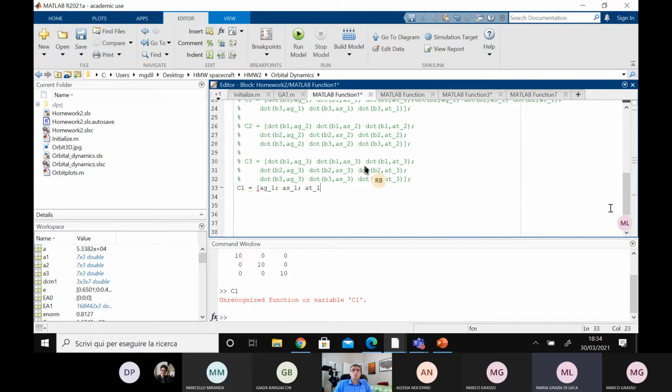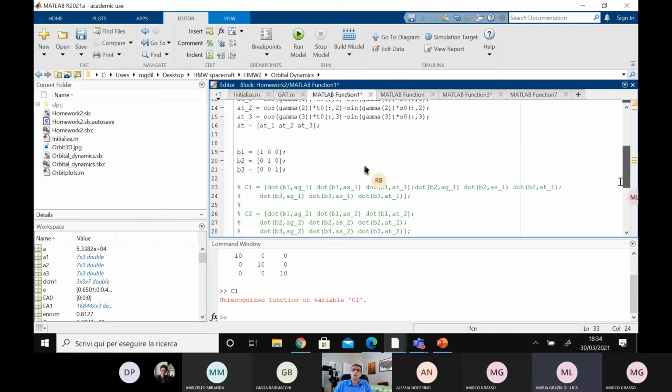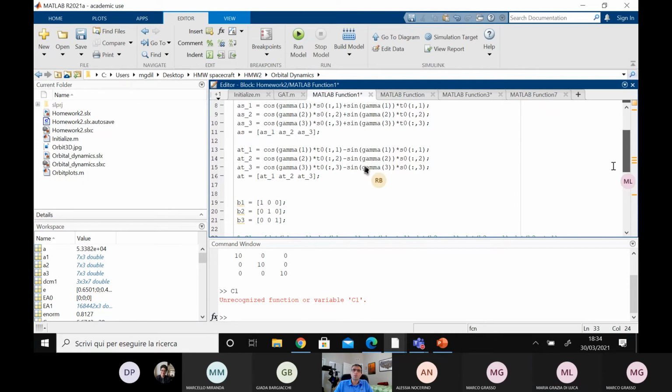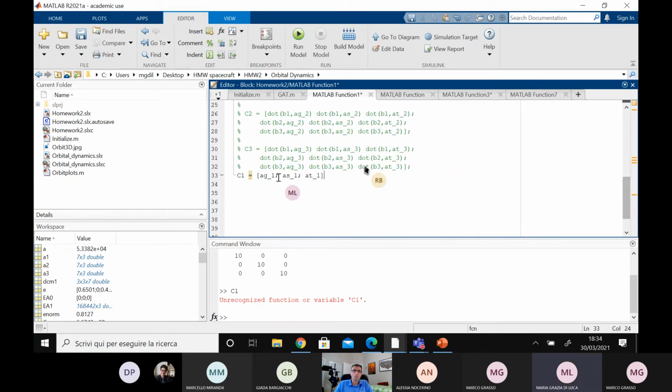Actually, are AG1, AS1, and AT1 column vectors? I think they are. So no semicolon, it just needs a comma or nothing between them. Oh, right. Sorry. So the same for the other two matrices. Let's see.